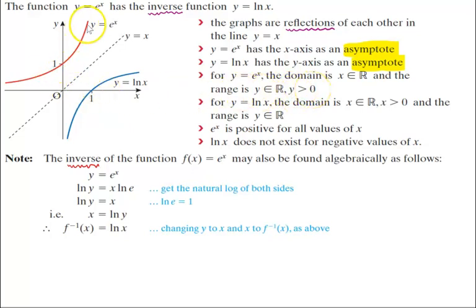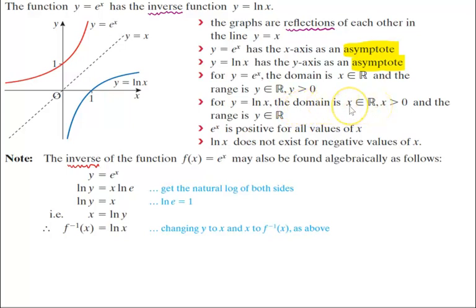So we can see that the red curve never goes below the x-axis, because remember the x-axis is an asymptote, so it just gets closer and closer to the x-axis but never touches it. So it doesn't actually produce any negative y values. And it doesn't have a y value of 0 either, because it never actually touches the x-axis. So it'll never have a y value of 0, but it will have everything above that. For y is equal to ln x, so that's our blue curve, the domain is x is an element of the real number set.